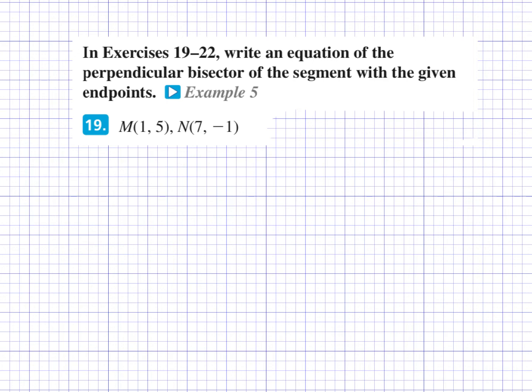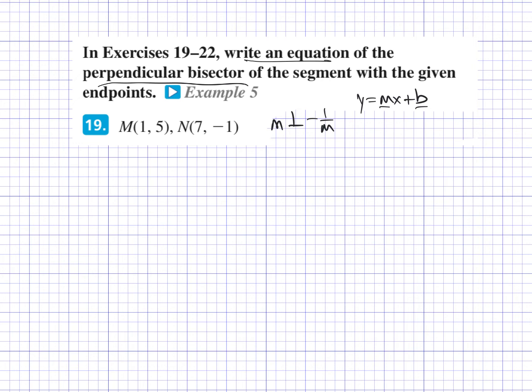Okay, write an equation of the perpendicular bisector of the segment with the given endpoints. All right, so right away, write an equation. So it's going to be a line. So y equals mx plus b is what our answer should look like. So we need the slope and the intersection of the perpendicular bisector. So perpendicular, if you remember, the slope of one line perpendicular to the slope of another line has to be the opposite sign and the reciprocal.